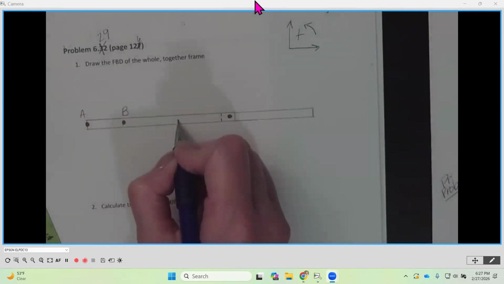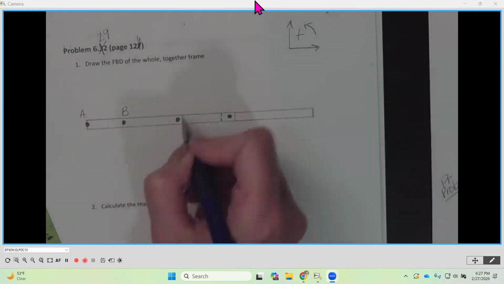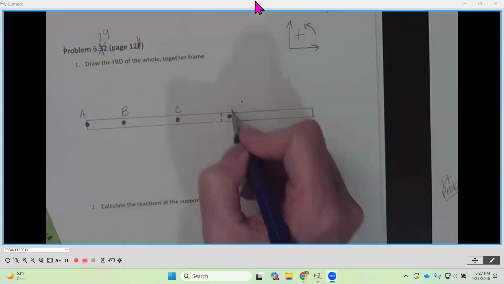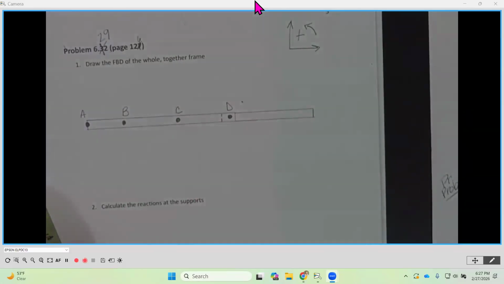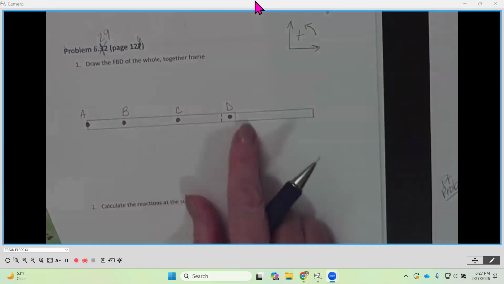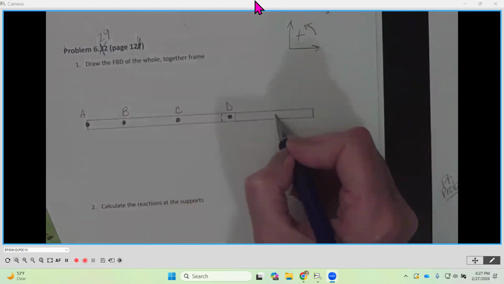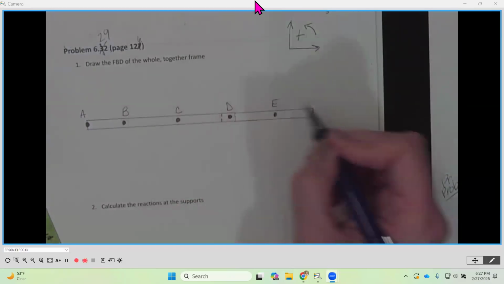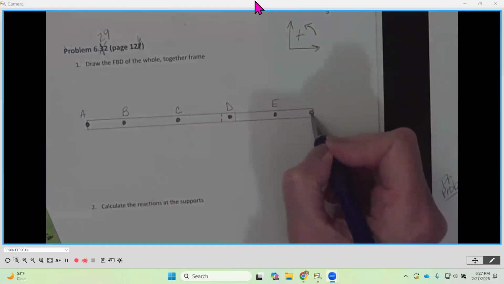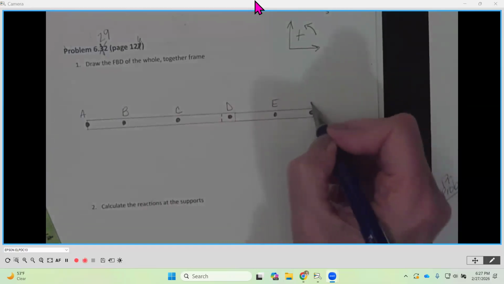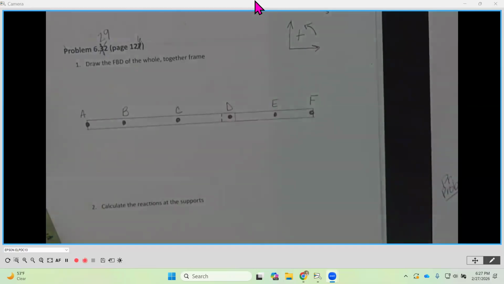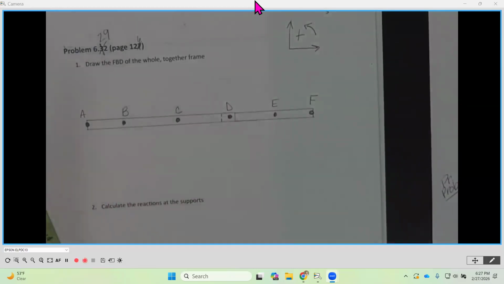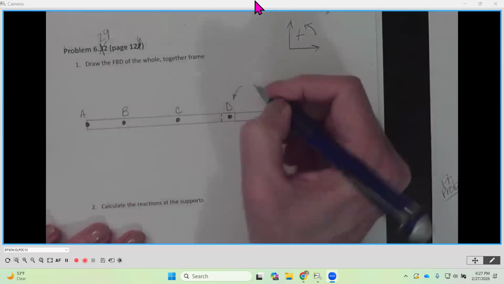And then C up here. C is next. And then D is here. And then E. And then our back wheel, which is F. So kind of like two separate members here connected with an internal pin.